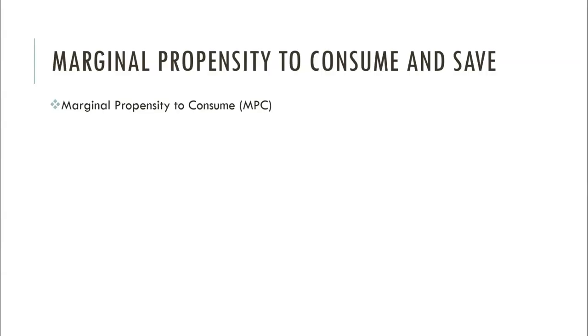So if you have a marginal propensity to consume of 90%, and you get $100 of new income, that means you are going to spend $90 of that. And likewise, you're going to save some of that. So if you're spending 90%, you're spending $90, that means you're going to save $10.